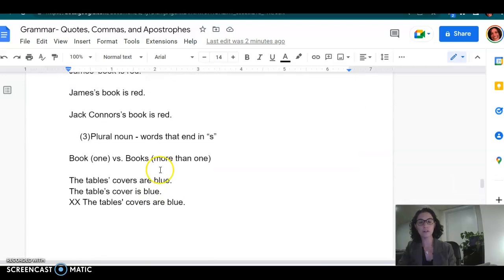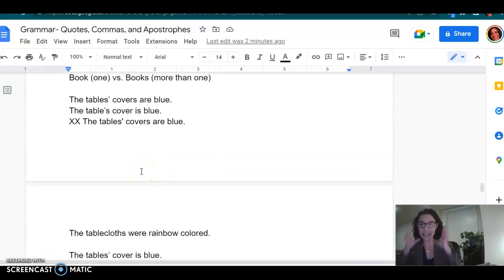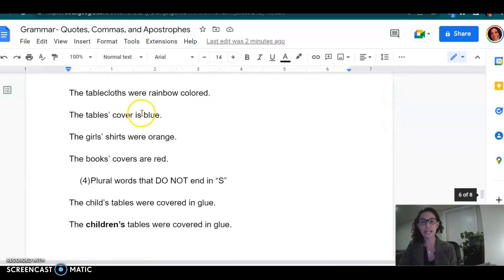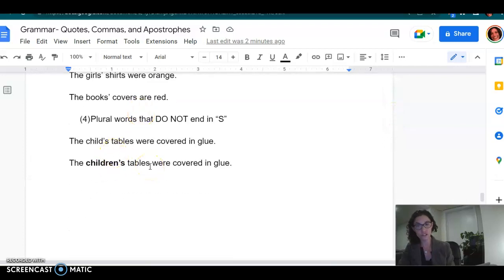If the word is the same word, like books, and all we're doing is adding an S to show plural, then we show possession by adding only the apostrophe. However, if the word changes, like child to children, as some words in the English language do, we show possession by adding the apostrophe S. We wouldn't say the childs' tables were covered in glue, because that's not a word in the English language. But we might say the child's tables were covered in glue when referring to just one child.